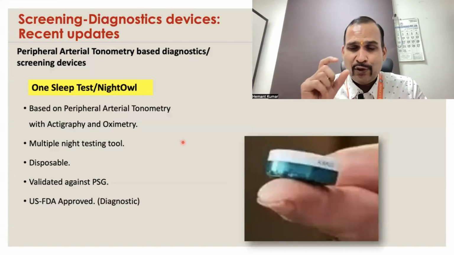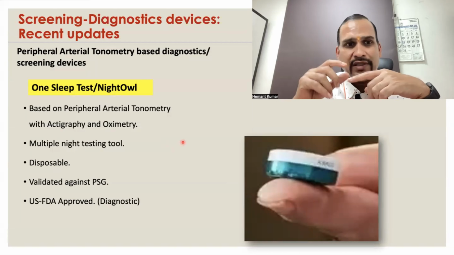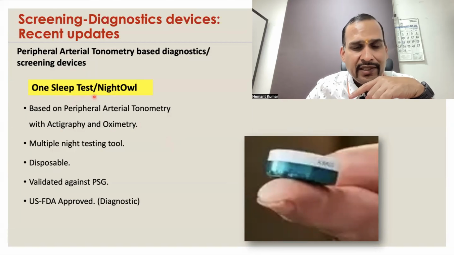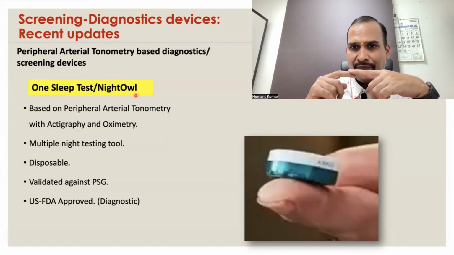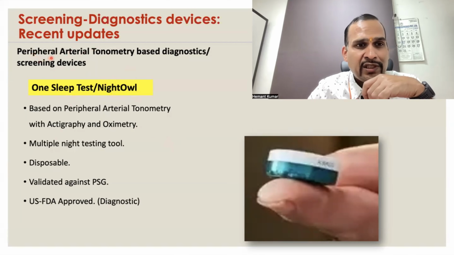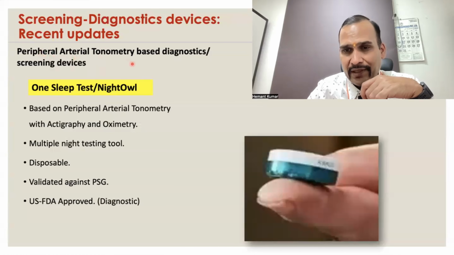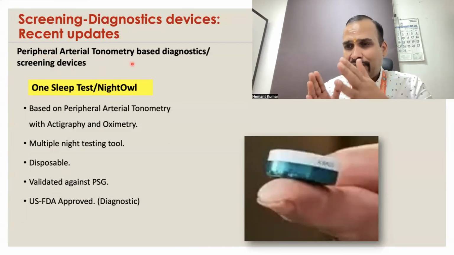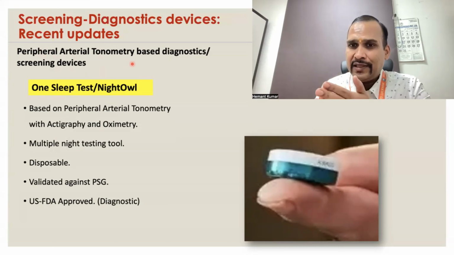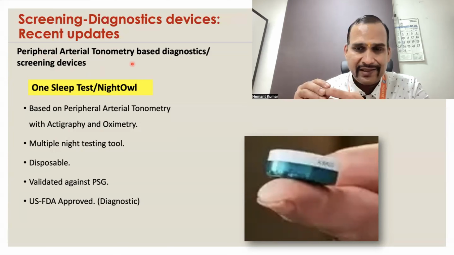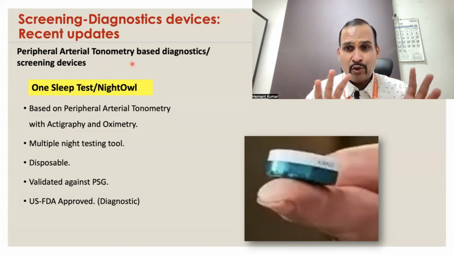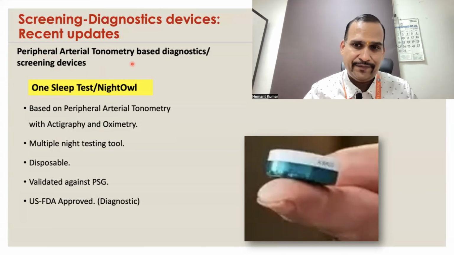These are very small devices like a button. So this is a one-sleep test, or called Night Owl. This is button-like, so we can tie it on the fingertip. Again, this also works on the principle of peripheral arterial tonometry. So whenever there is apnea, there will be sympathetic surge and vasoconstriction. It will detect airflow, blood flow, and it will detect pulse rate. So this is a very good tool for screening.